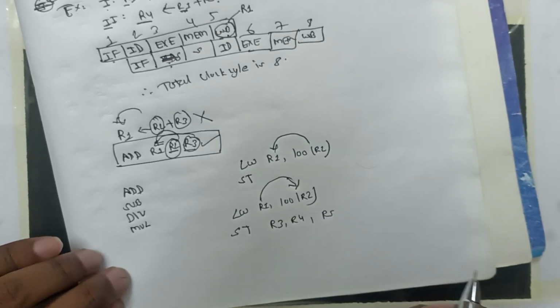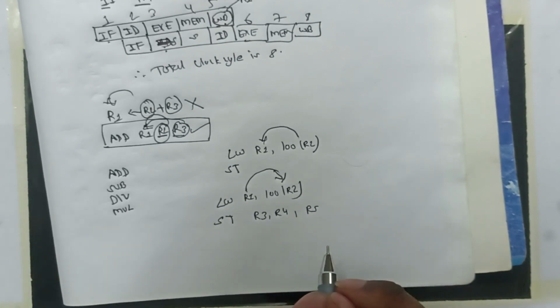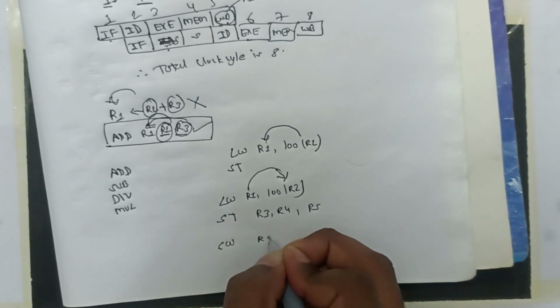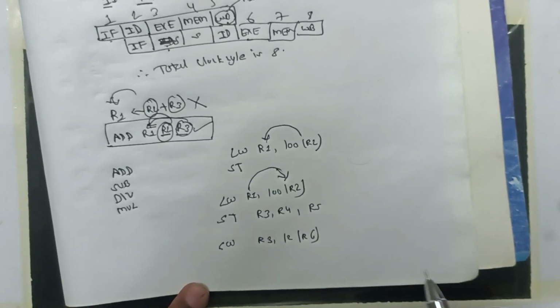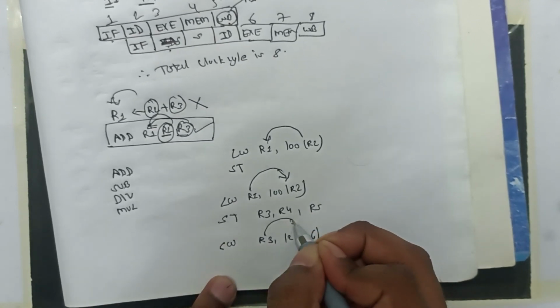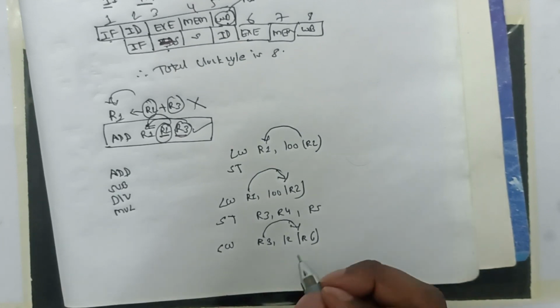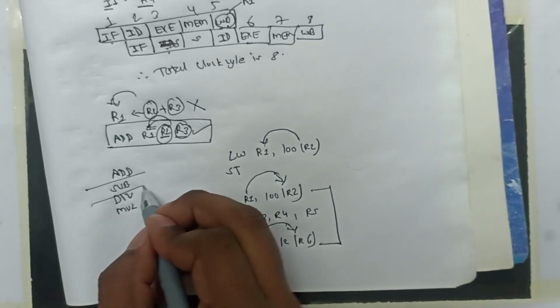And the same in store. Store, sorry, SW or ST R3, 12(R6), it means store the value of R3 in 12(R6). There are only these differences in load and store, and add is the same as previous.